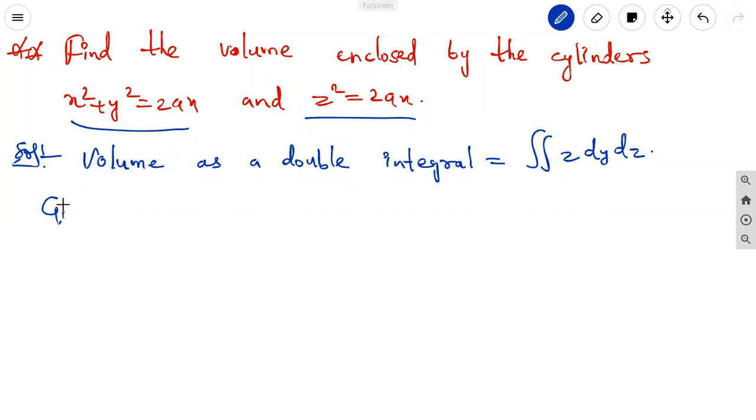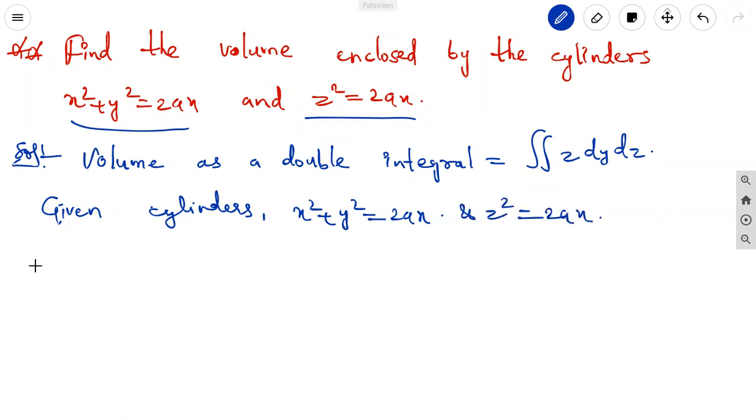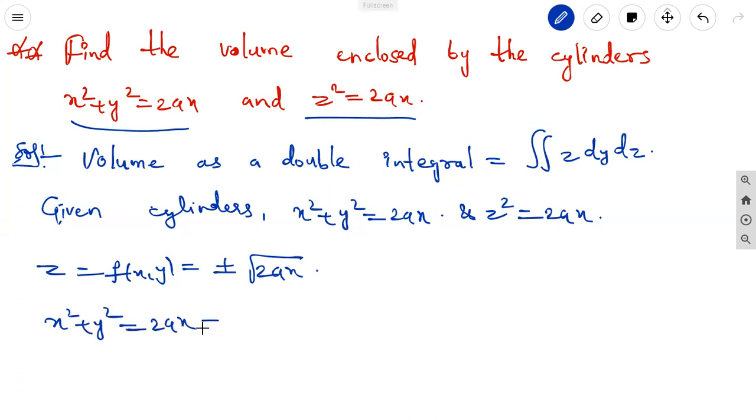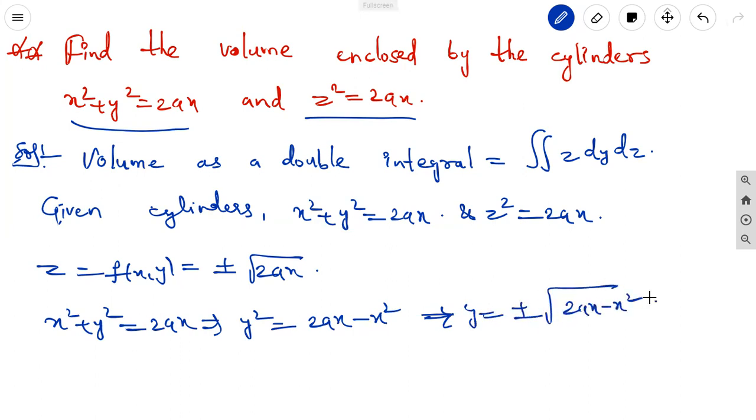Taking the given cylinders, one is x square plus y square equal to 2ax and another one is z square equal to 2ax. Z is a function of x comma y, equal to plus or minus under root of 2ax. Next, the curve x square plus y square equal to 2ax. From this, y square is equal to 2ax minus x square, so y equals plus or minus under root of 2ax minus x square.